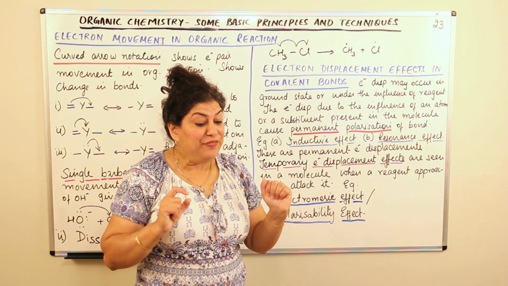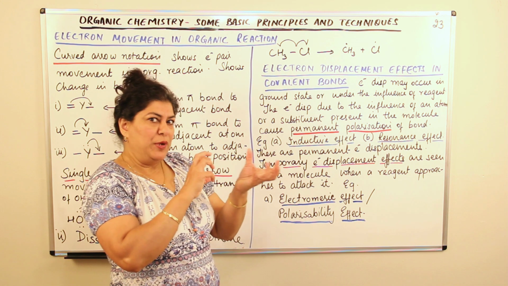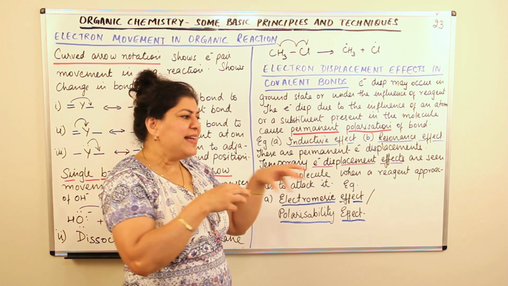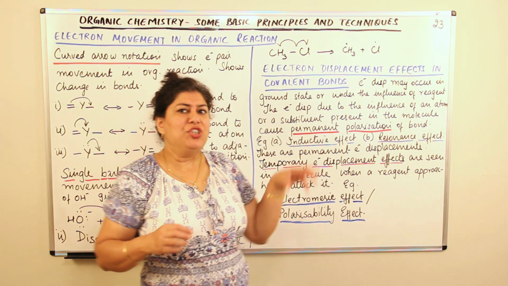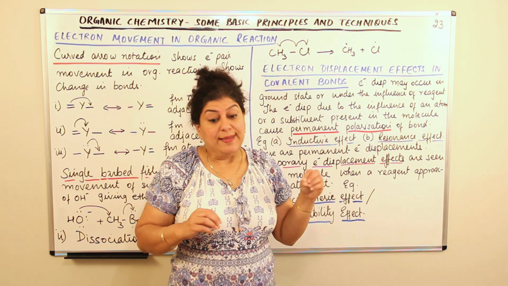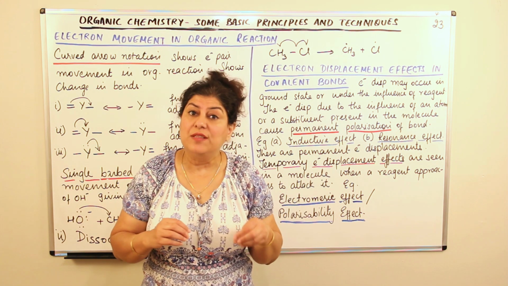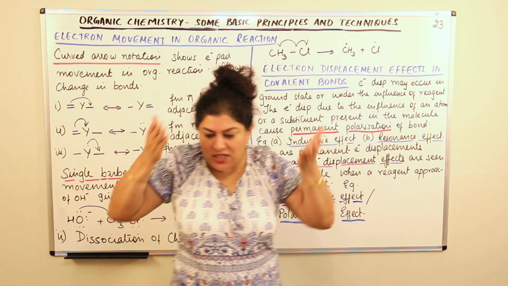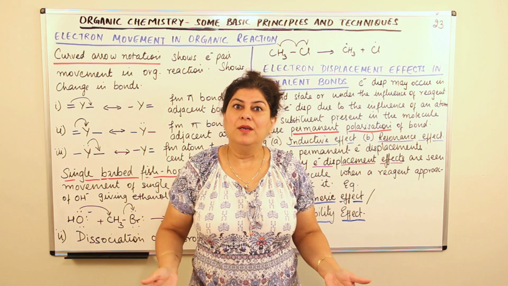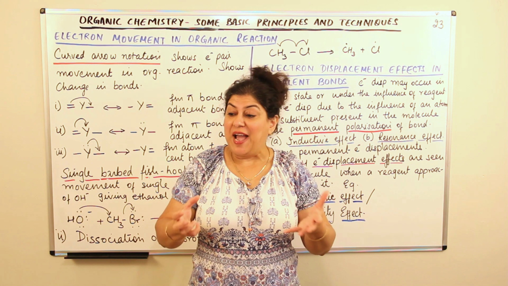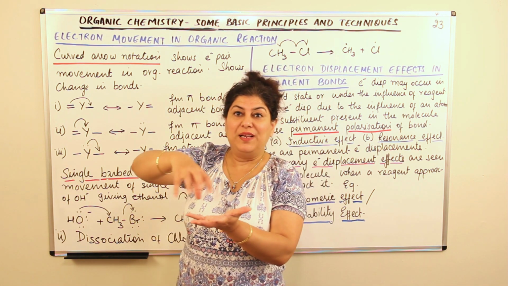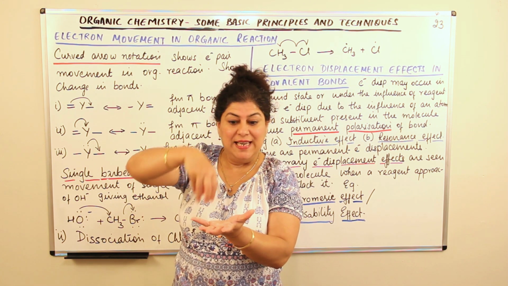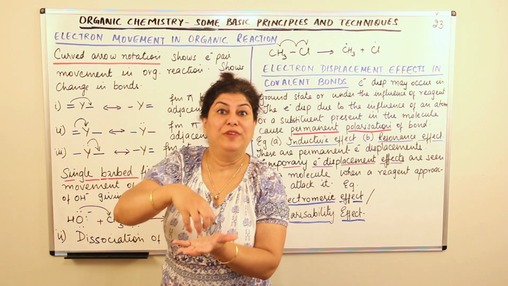Now, if the polarity is being created within the molecule itself, because it has a species or an atom which is electronegative or electropositive, then the polarity that it will create in the molecule will be permanent. It will be a permanent effect that is present in the molecule. So it is as if, let us say, having a magnet inside a box of nails.